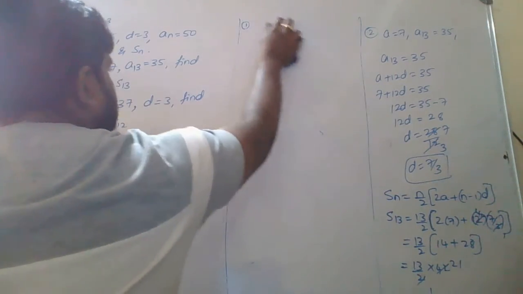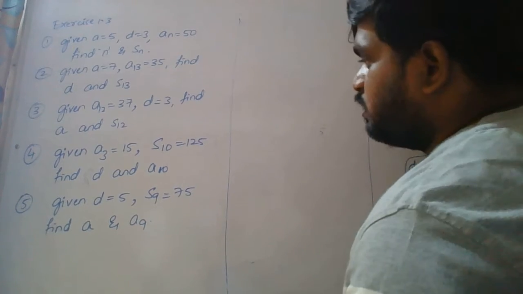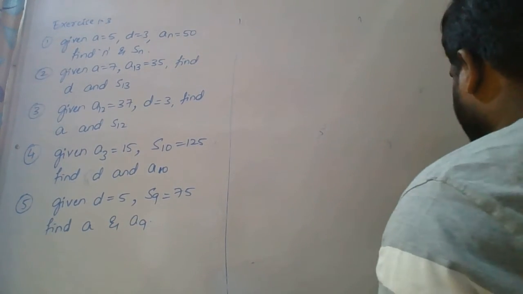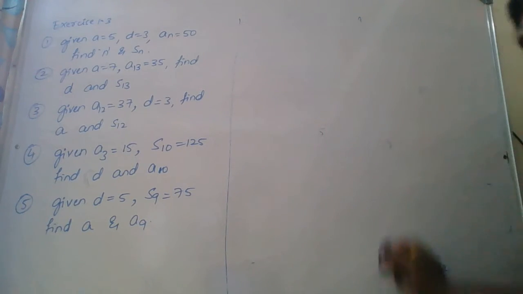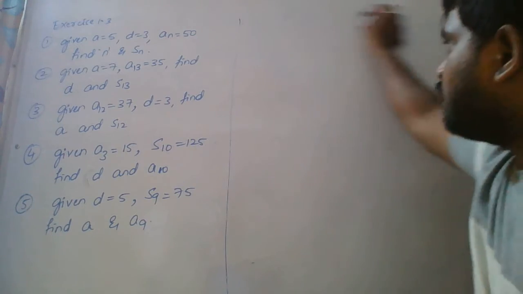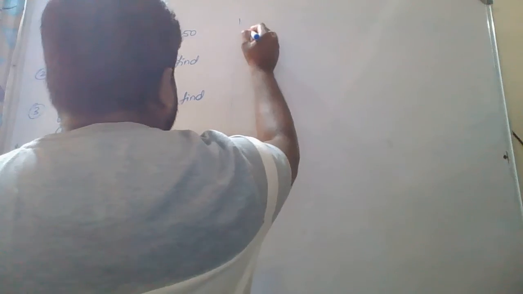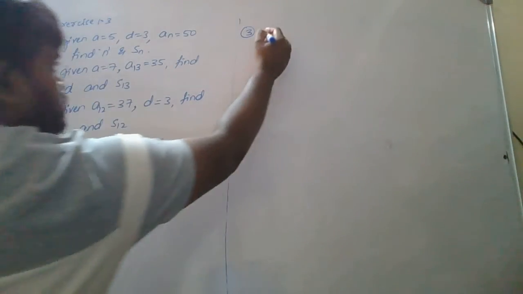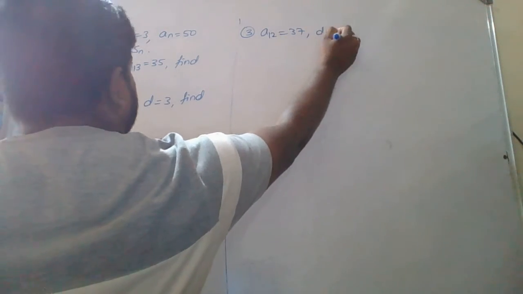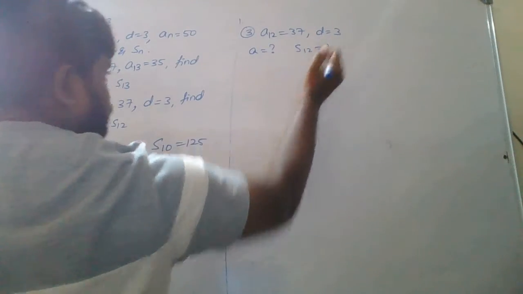So in the next one, that is the third one, they have given a12 as 37 and they have given the d value. Same stuff, they have given you the d value, we don't know the a value. So one thing is known, the other thing is not known. So we'll get one equation, solve it, we'll get the value of a. Okay, let's do that. The third one, a12 is 37 and d is 3. You have to find a and S12.